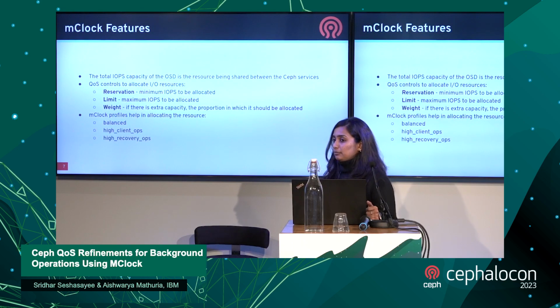MClock has some inbuilt profiles that help in allocating the resource. Currently, there are 3 profiles. The first one is balanced, the second one is high client ops, and the third one is high recovery ops. Each of these profiles has QoS controls set to try to achieve higher client ops or higher recovery ops, or in the case of balanced, we try to give an equal distribution to recovery and client ops.